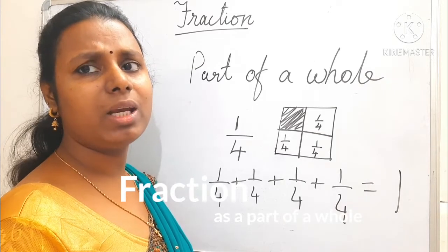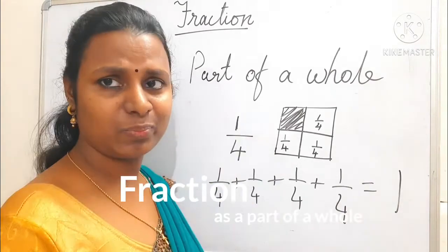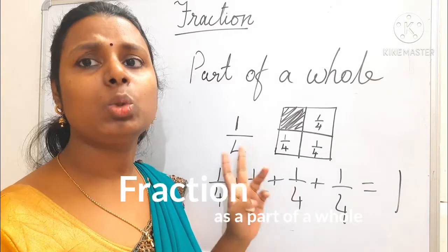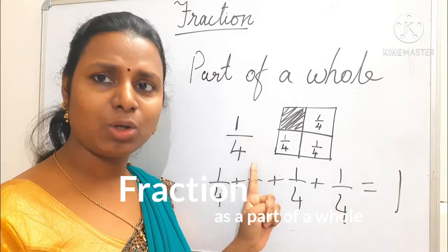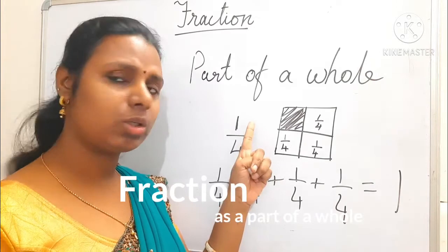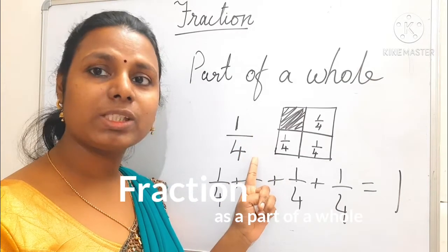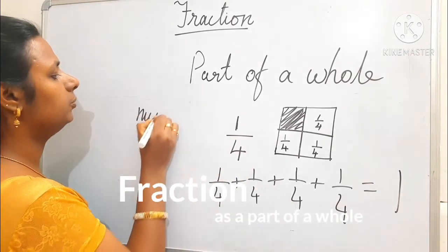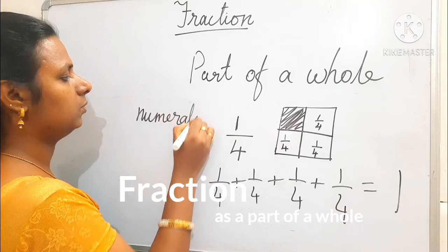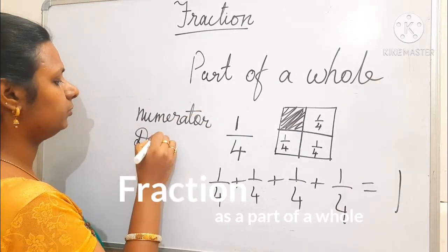Okay, when we read fraction, how do we read? We have 2 numbers here. Numerator, denominator. Which is on the top, we say numerator. Which is down, we say denominator. This is numerator and this is denominator.